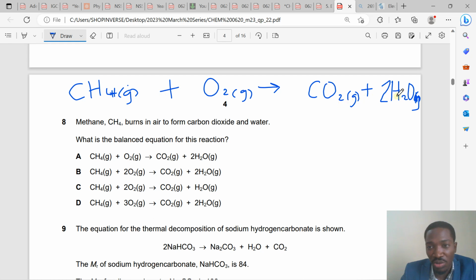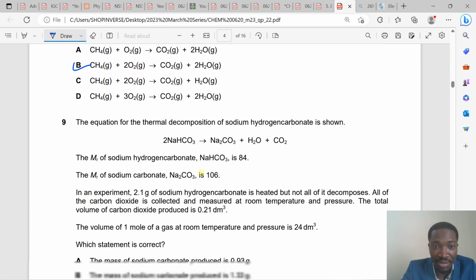Oxygen is 1, 2, 3, 4. 2 times 1 is 2. So 2 plus 2, 4. Oxygen is 4 on the right hand side, while oxygen is still 2 on the left. So if you put a 2 here, oxygen becomes balanced. So this should be the balanced chemical equation. So where do we have this? That's option B. Yeah, that makes B the correct answer to question 8. Let's go straight to question 9.